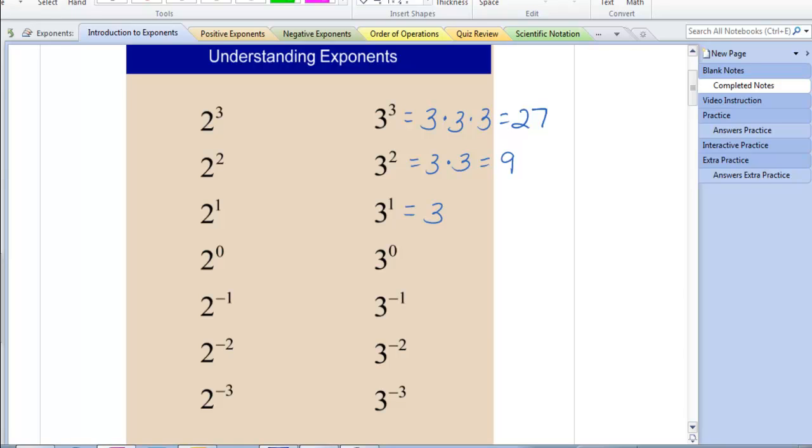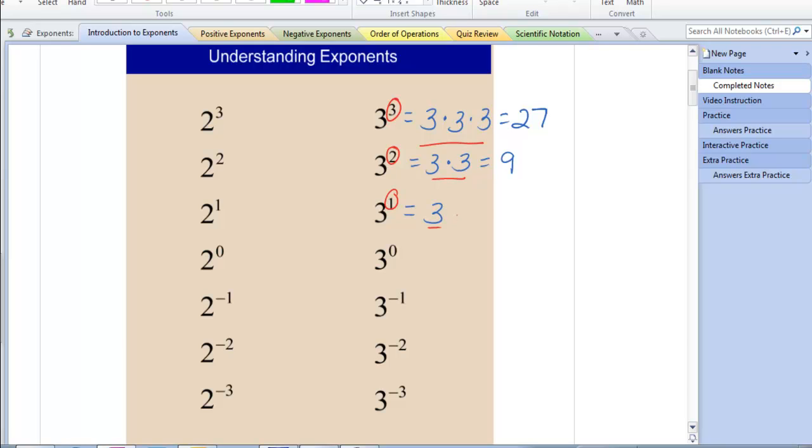Now take a second and look at what's happening every time we increase our exponent by 1. What's happening in our pattern here? We have 3, then we have 3 times 3, then we have 3 times 3 times 3. So what we're doing is we're multiplying by an additional base every time our exponent increases.